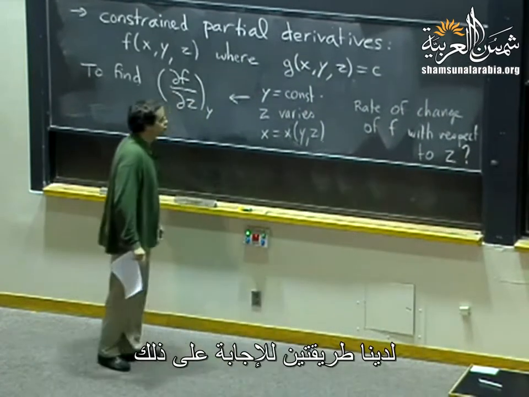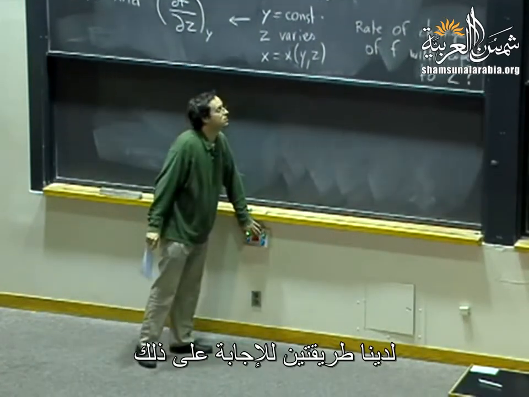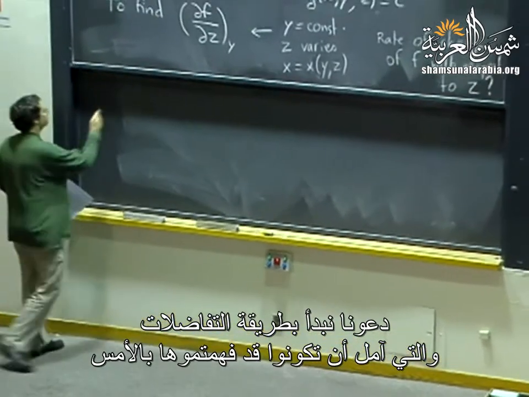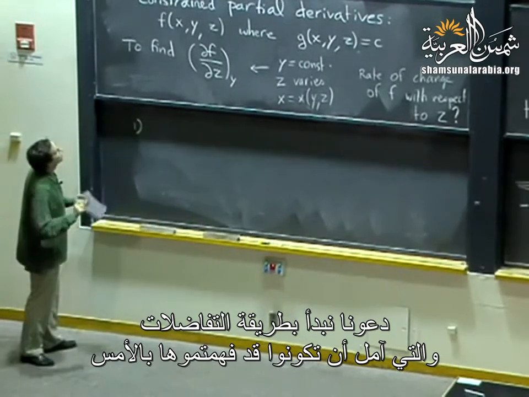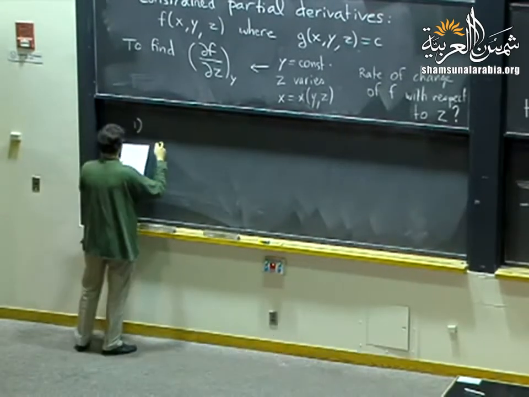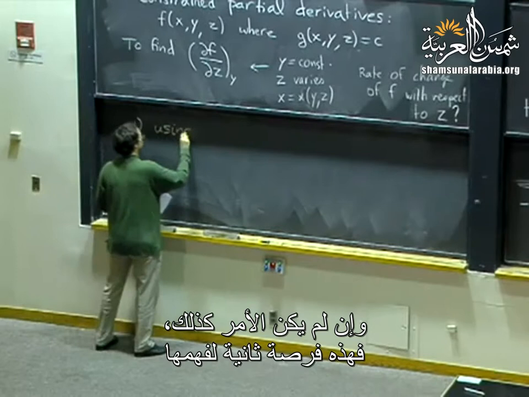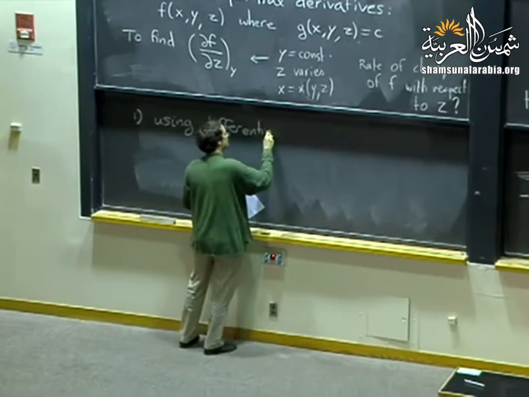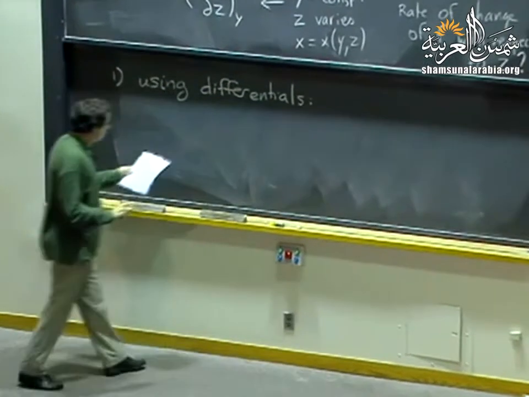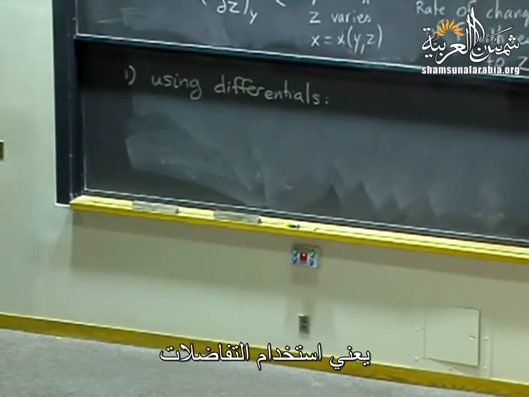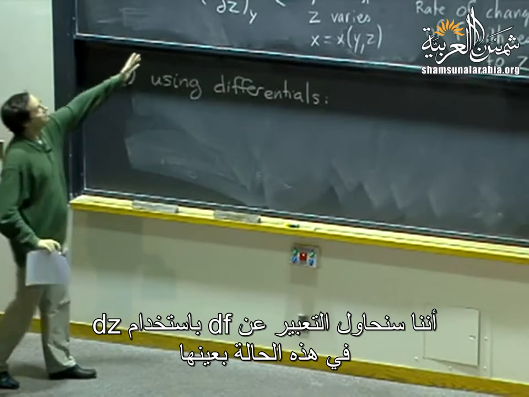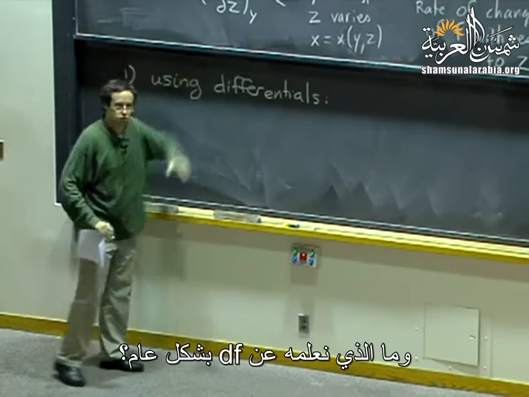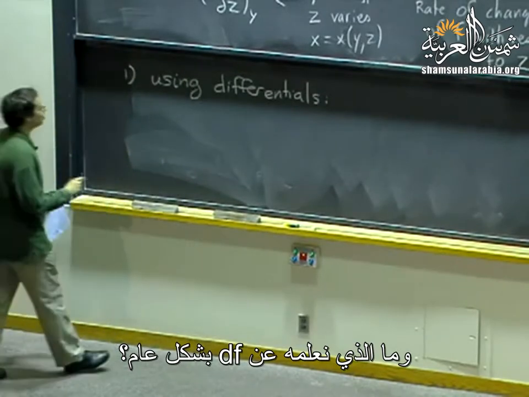And so we have two methods to do that. So let me start with the one with differentials, which hopefully you kind of understood yesterday, but if not, here's the second chance. So using differentials means that we'll try to express df in terms of dz in this particular situation. Okay? So what do we know about df in general?